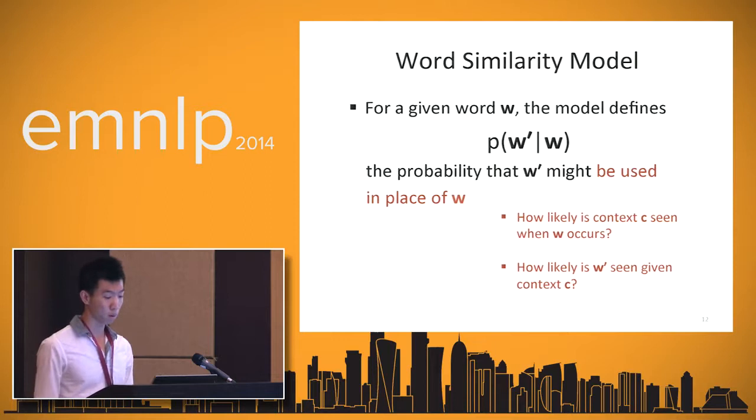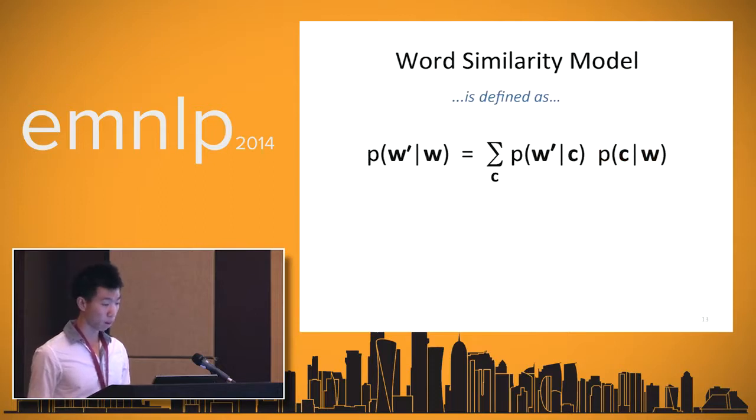To model this, there are two factors to consider. First, when the word W occurs, it can occur in many different contexts, so we must consider how likely each of those contexts is associated with this W. And second, for each of those contexts, we want to consider how likely W prime is observed when the context appears. Formally, the word similarity model can be defined generatively as the summation over all possible contexts of P(context C | W), the probability of seeing the context C given W, times the first factor, P(W prime | context C).